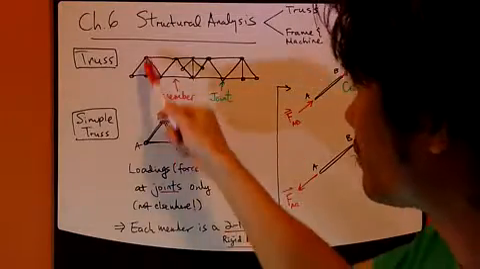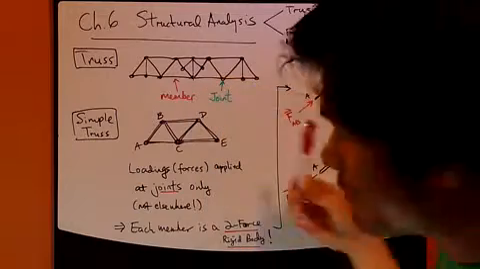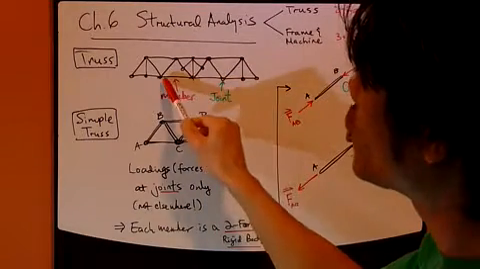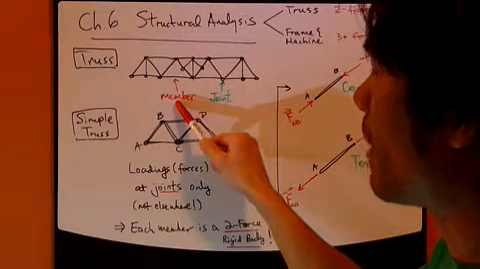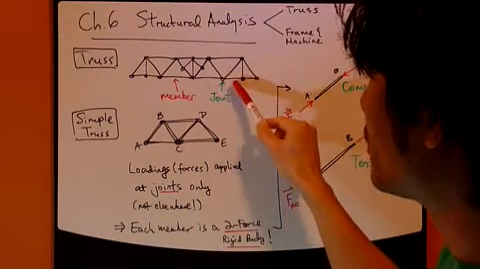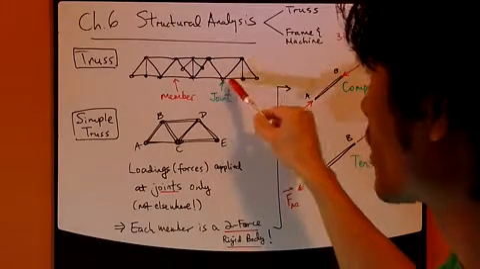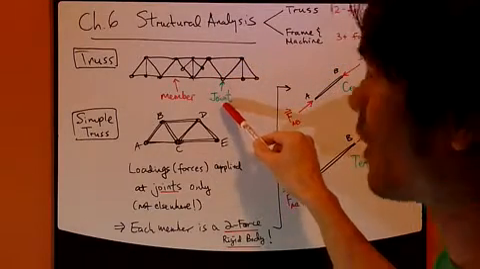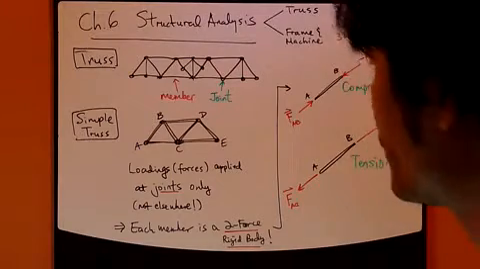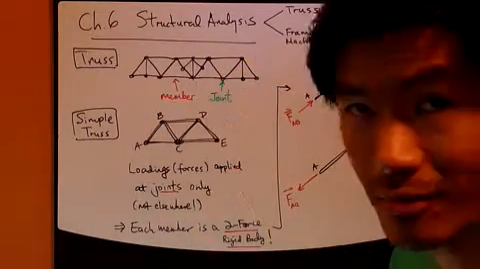It's just a bunch of rigid bodies connected together. Each piece of rigid body is called a member. The point where two or more members are joined together is called a joint. So a truss simply is made out of a bunch of members and a bunch of joints. That's all.